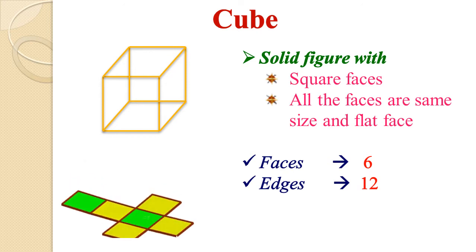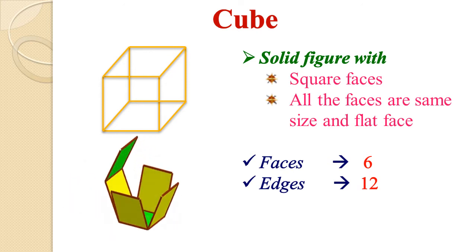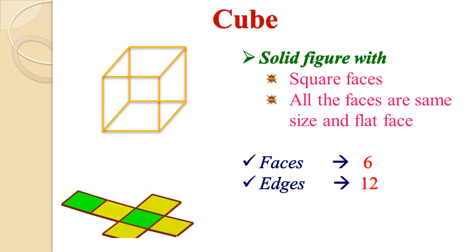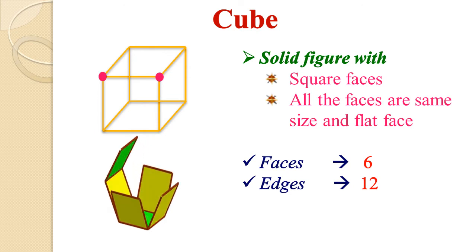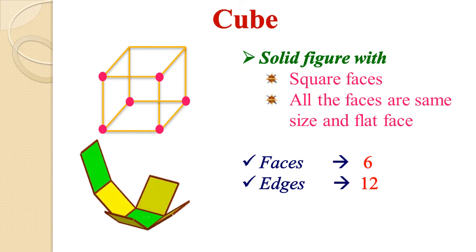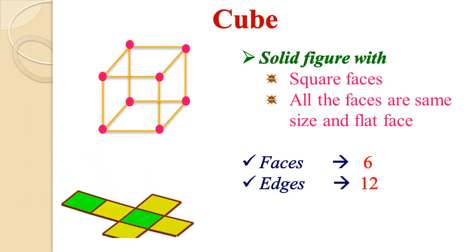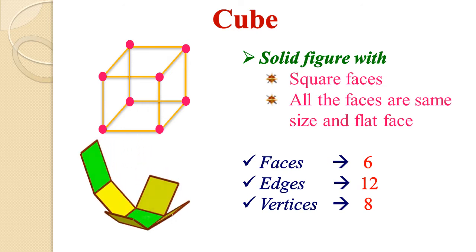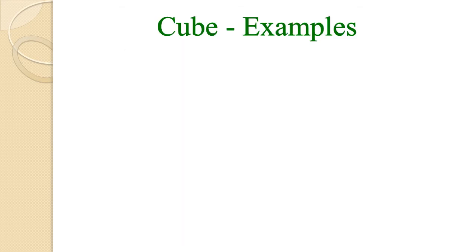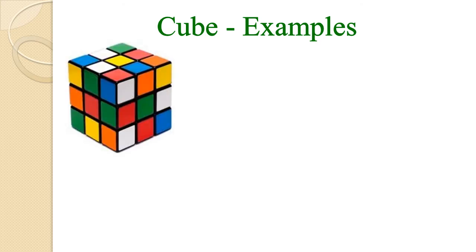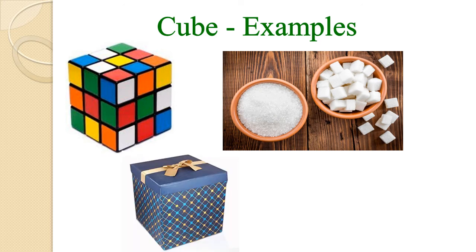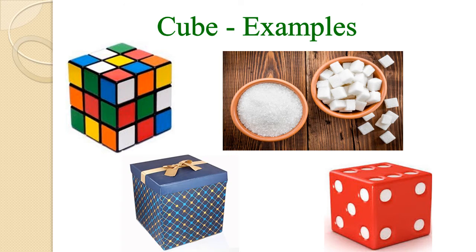Let's see vertices. We already know the point where three edges meet is called a vertex. So let us count the vertices. 1, 2, 3, 4, 5, 6, 7 and 8. Therefore, a cube has 8 vertices. So let's see some examples of a cube: the magic cube, next this sugar cube, gift box and your die.